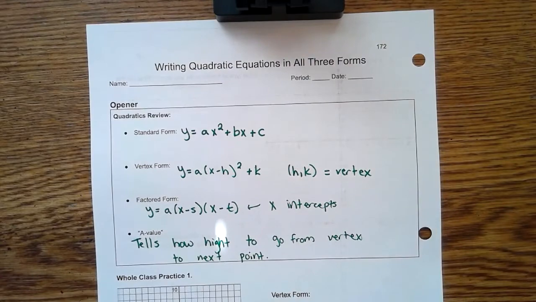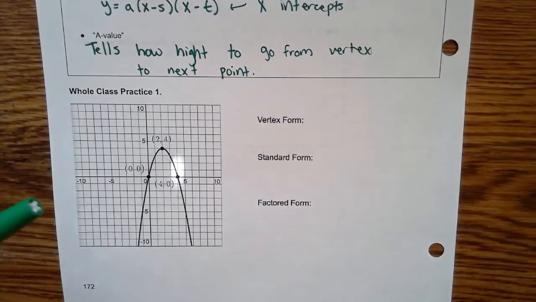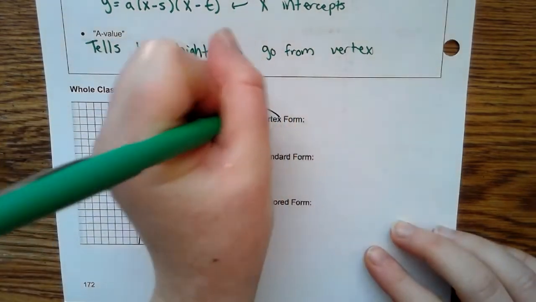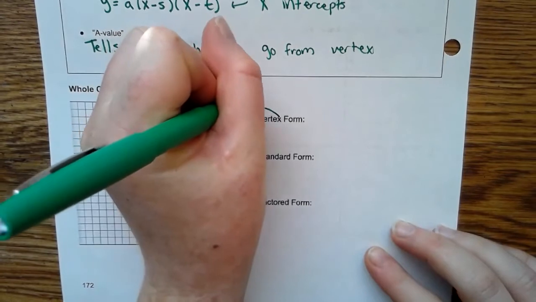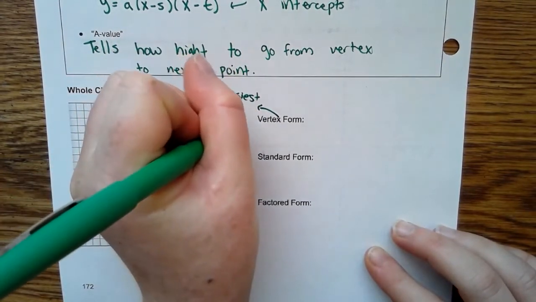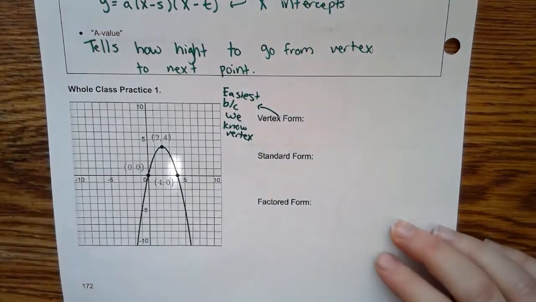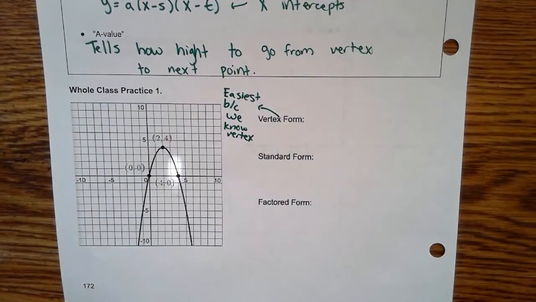Okay, so let's use all of our knowledge and try something new. We are given a graph and we're given three questions. They want vertex form, they want standard form, and they want factored form. Well, vertex form is the easiest right now because I can see the vertex. I'll even write that. So vertex form is usually the easiest when you're given the vertex and the a value.